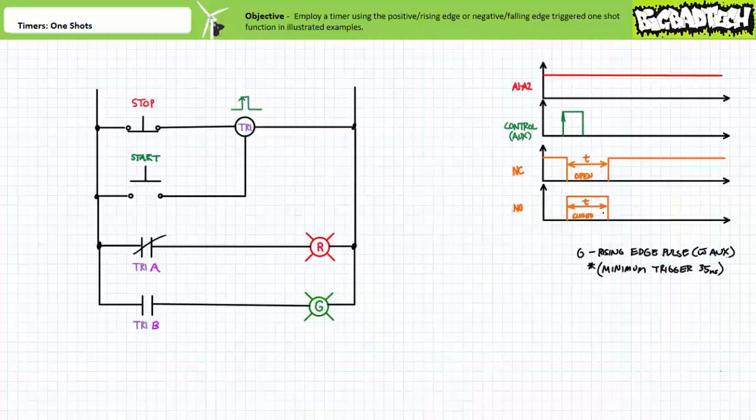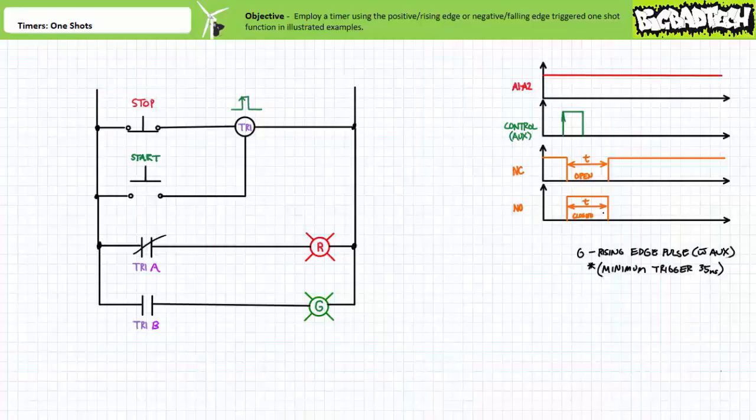Note the coil of the timer relay is continuously powered by the connection rung 1. Opening stop would serve to completely depower the timer. Rung 2 contains a momentary contact normally open start button on the auxiliary controlling input of timer relay TR1. Rung 3 contains a normally closed contact, TR1A, associated with timer relay TR1, executing the positive edge triggered one-shot function in series with the red pilot light. Rung 4 contains a normally open contact, TR1B, associated with timer relay TR1, executing the positive edge triggered one-shot function in series with a green pilot light.